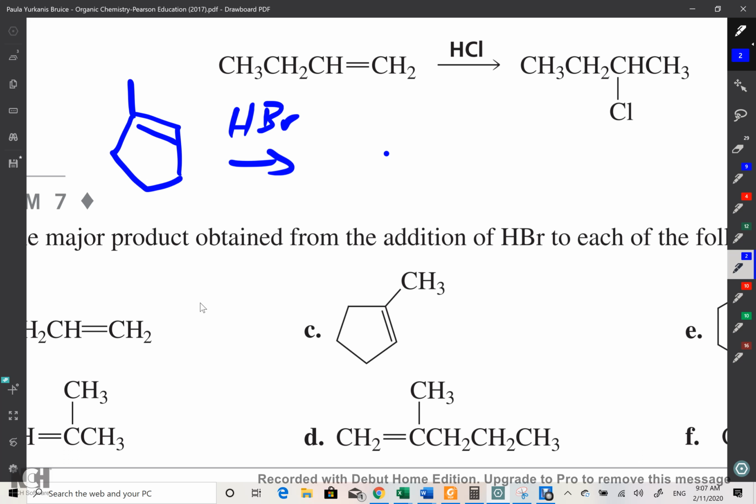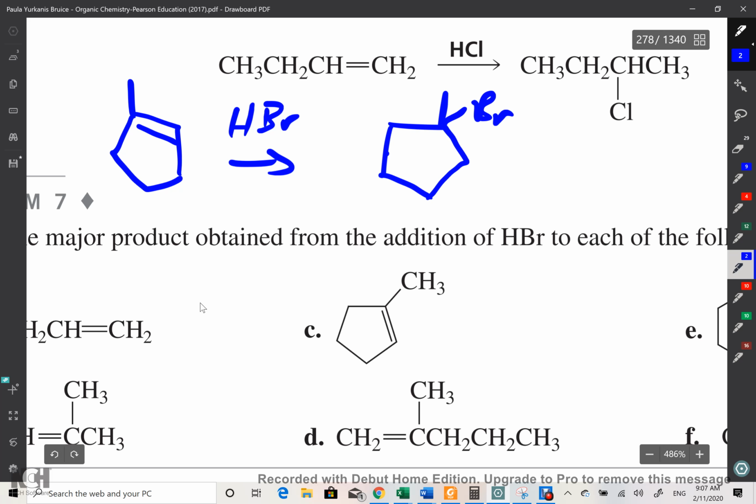We know that on one of the carbons we have H and on the other one we have Br. Then you need to know which one. On the one that is more substituted, we have the Br, and on the less substituted, we have the H. If you follow that rule, which is the Markovnikov rule, the Br will be here. So that will be your product for number C. Go and do the rest. That's problem number 7 from your textbook.